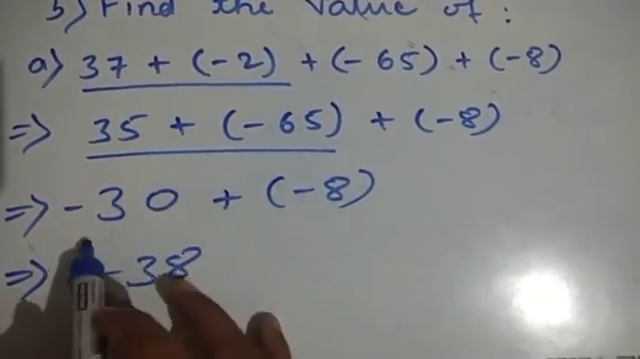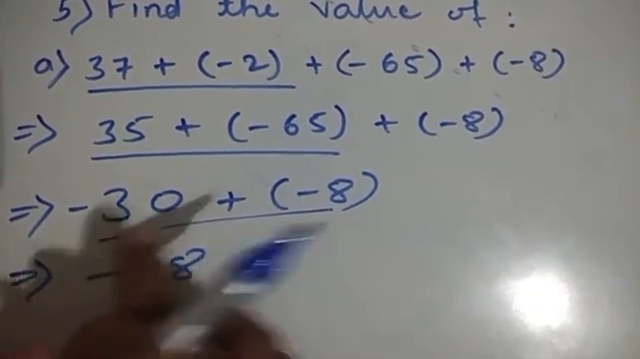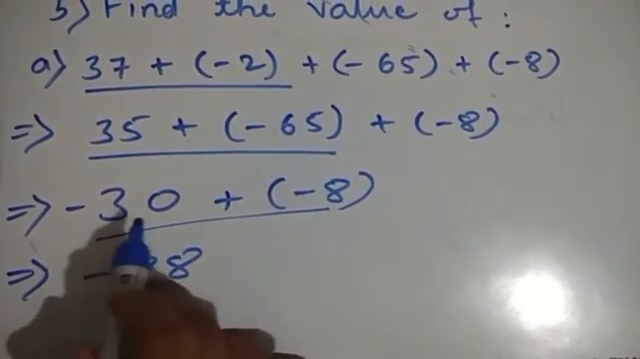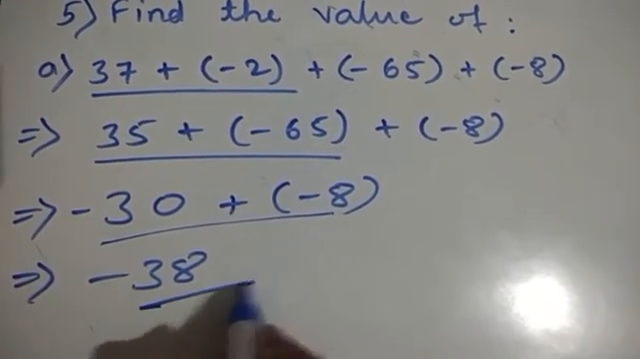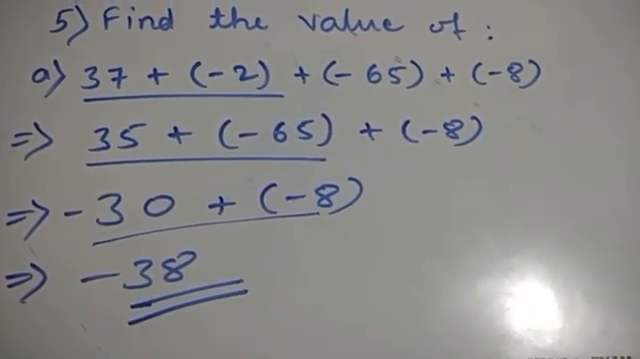Now only 2 integers remain. Okay. And both the integers are negative. So add them. 30 plus 8 is 38. And what is the sign of greater number? Minus. So what will be the final answer? Minus 38. So how simple it is.